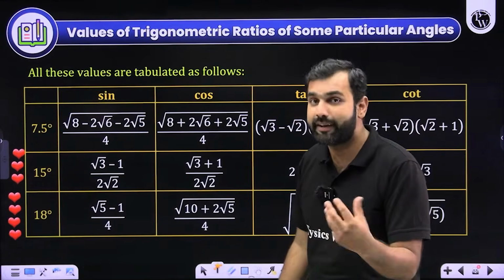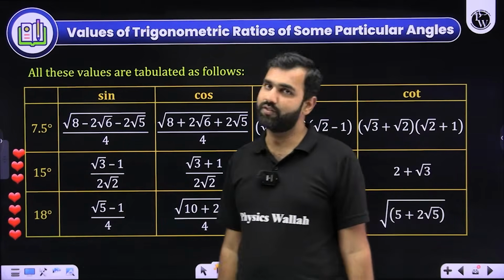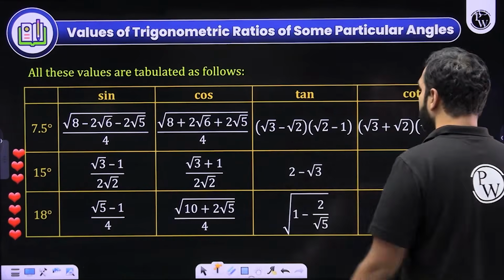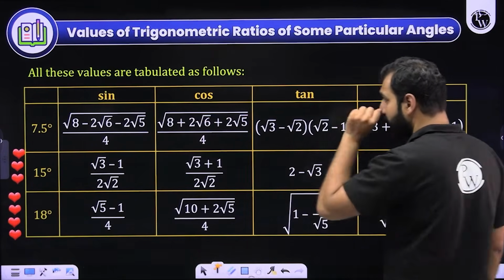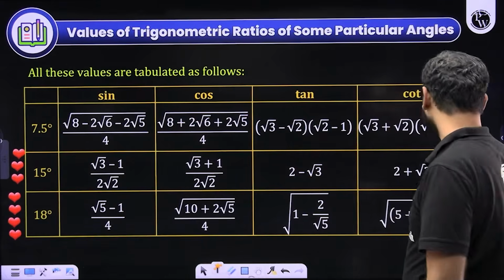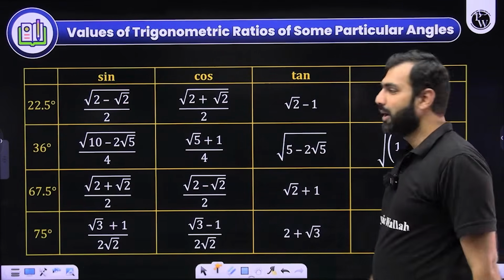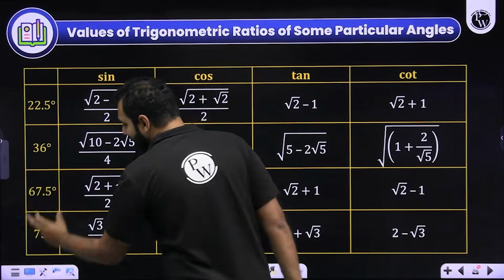Sine 18 degree is a little tough, but 15 degree is very simple. 45 minus 30, very easily in 2 steps you can get the answer. So if you know sine 15, you can know cos 15, you can work out tan 15 as well. Along with this, some more are there. Of course, 75 degrees is something doable.